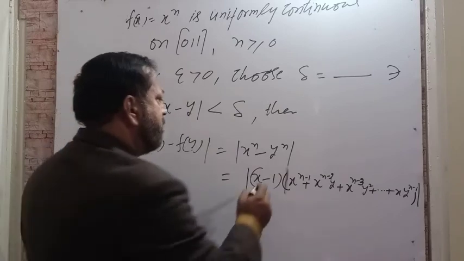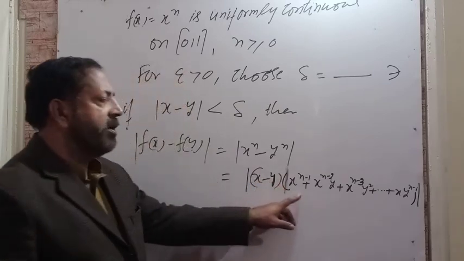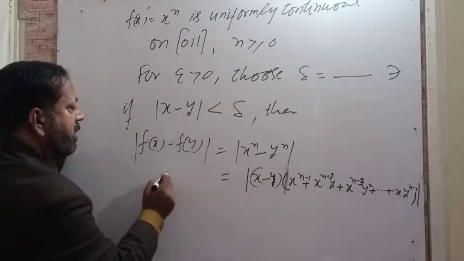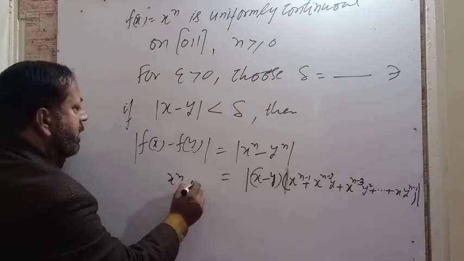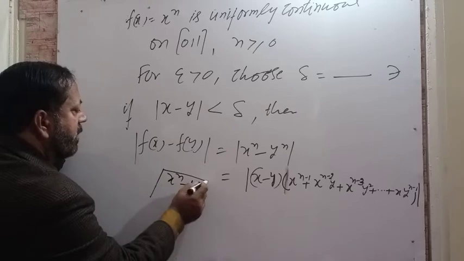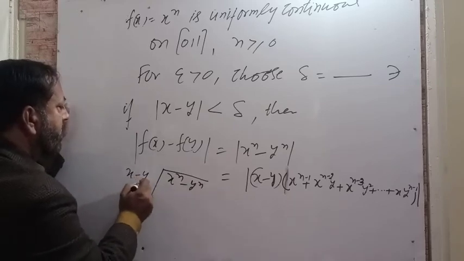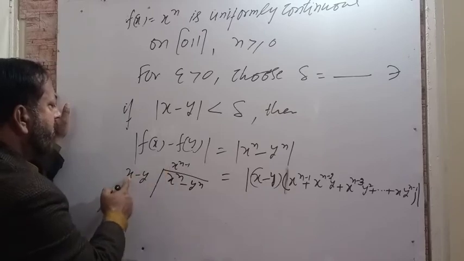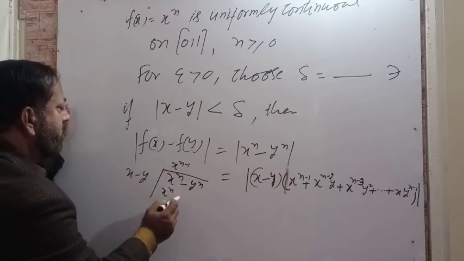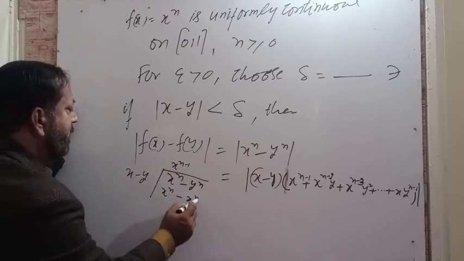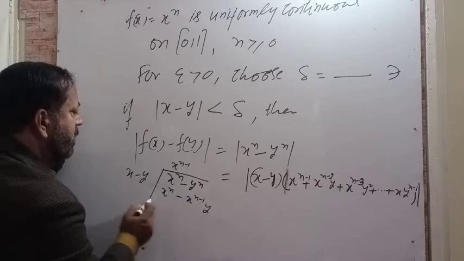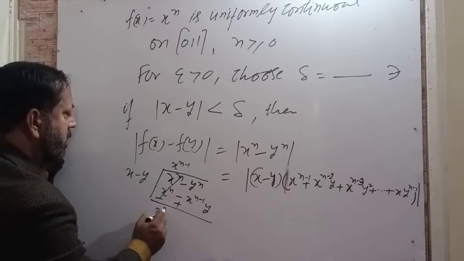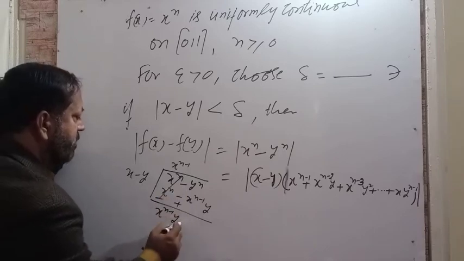Oh, this is very simple. You can check this by using simple division. If I divide x^n minus y^n by x minus y, we need x^(n-1). So multiply here: this is x^n minus x^(n-1) y, right? These are cancelled. This is here x^(n-1) y minus y^n.